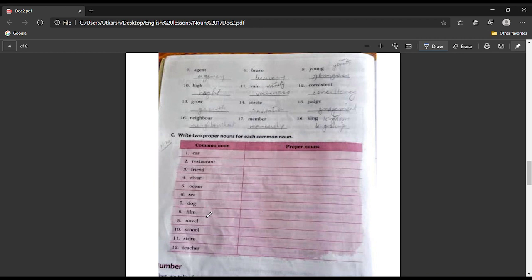You can write the names of two favorite films of yours here. Two favorite novels, for example, a Charles Dickens novel, maybe, or maybe Harry Potter, you can write here. Then you can write your school name as well as any other school name you know of. Your favorite store, you can write here, for example, Bata or Reebok or whatever. Then you can write the name of your favorite teacher here. So these are the common nouns given here, and you can write the name or proper noun here, whatever you like. You can fill up this exercise.